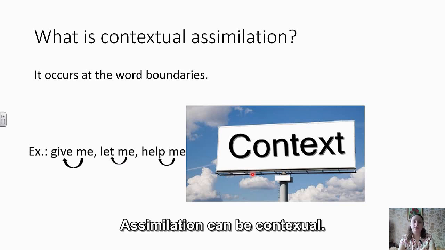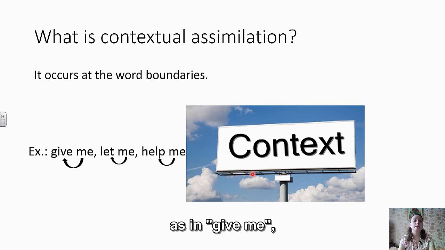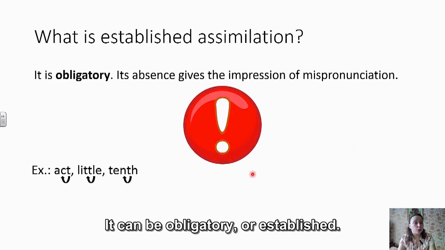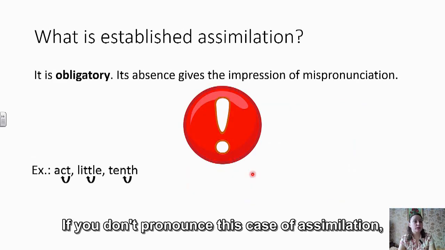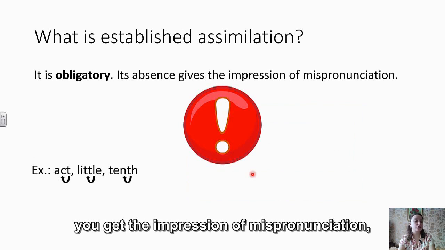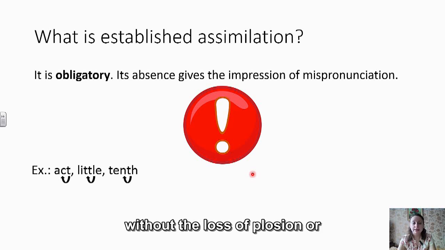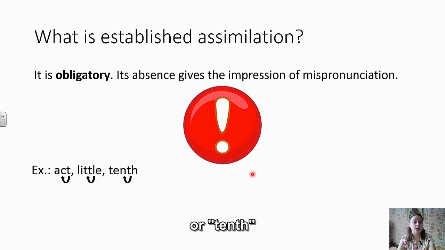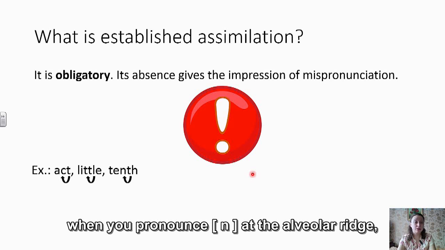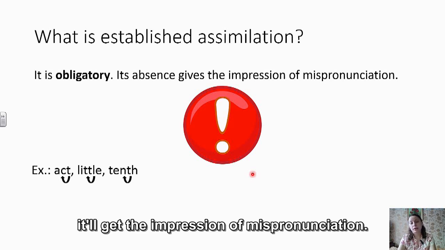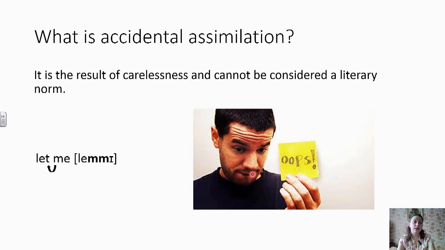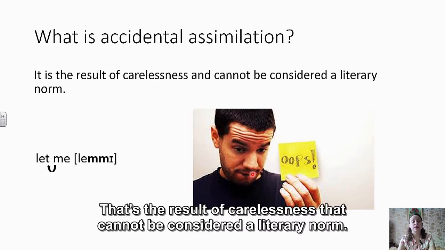Okay, let's recap. Assimilation can be contextual. It occurs at the word boundaries, as in give me, let me, help me. It can be obligatory or established. If you don't pronounce this case of assimilation, you get the impression of mispronunciation. For example, if you pronounce the word act without the loss of plosion, or little without the lateral plosion, or tenth when you pronounce n at the alveolar ridge, you will get the impression of mispronunciation. Accidental assimilation is the result of carelessness that cannot be considered a literary norm.